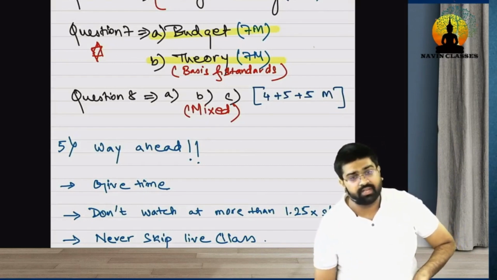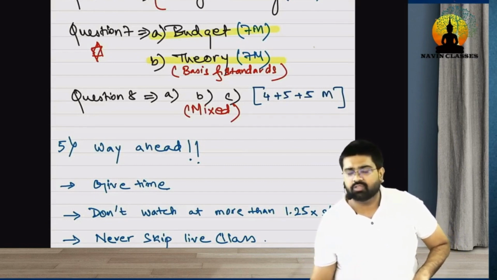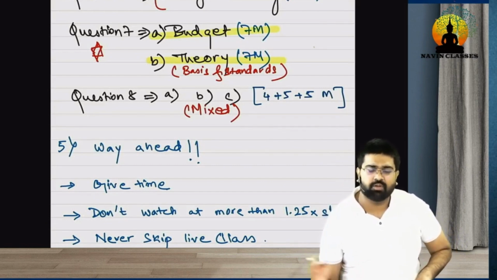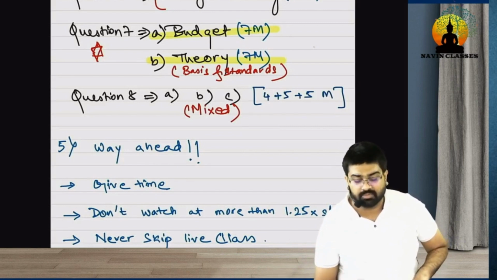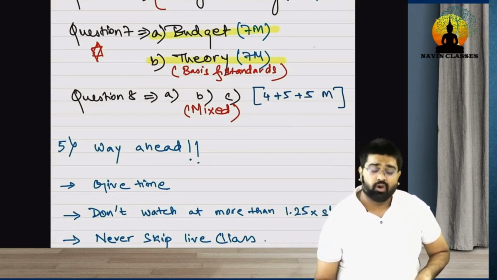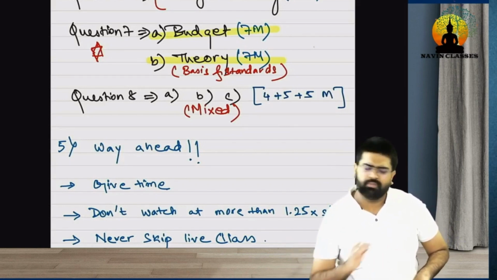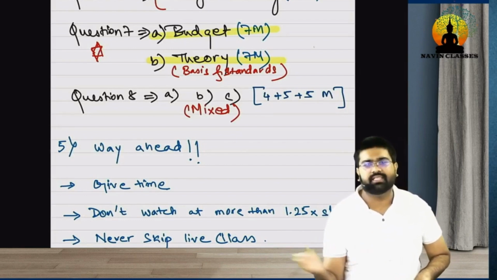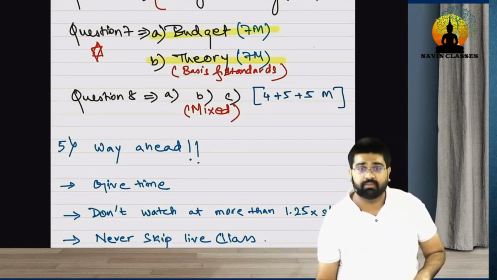Last is question 8, where mixed questions are there. Question 8 has 3 questions A, B and C totaling 14 marks, with one 4 marker and two 5 markers, and they are entirely theory. This entire part of theory questions can be asked from any chapter, so you have to be attentive because every chapter has theory in it.